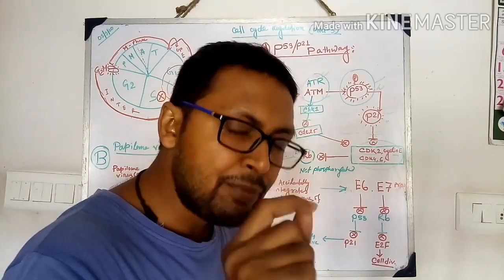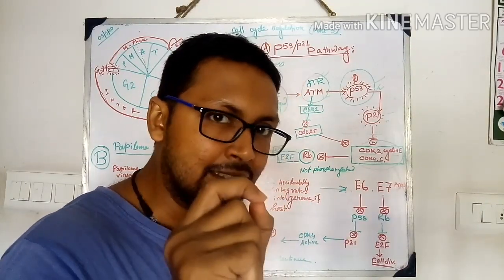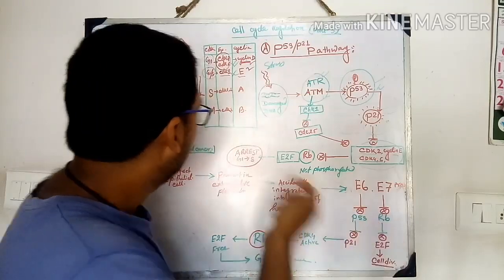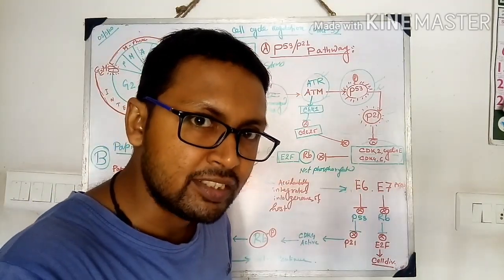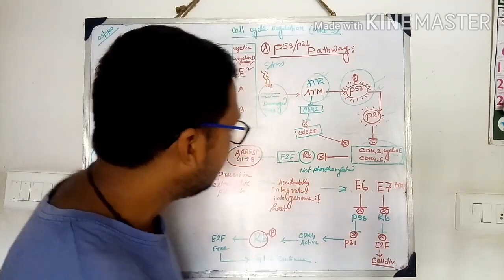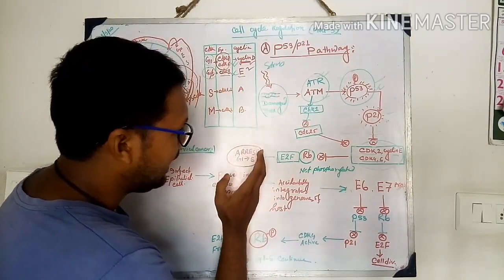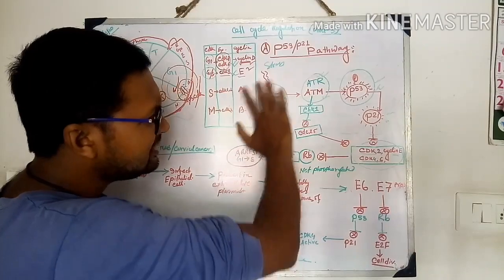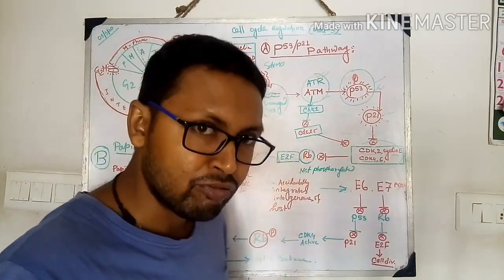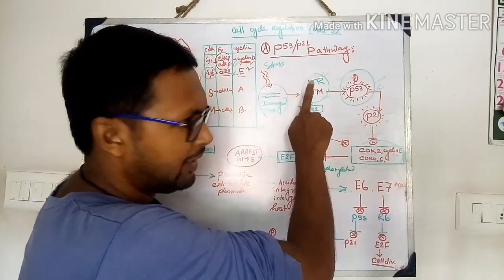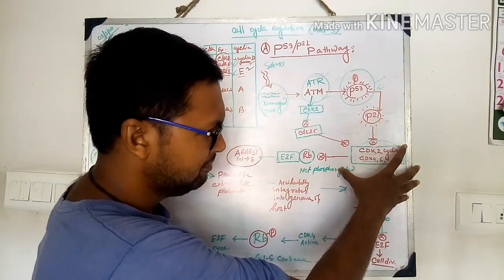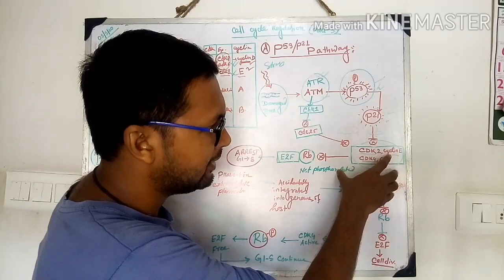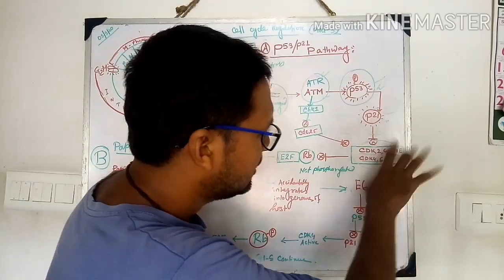So the transcription of several important genes responsible for the movement of the cell cycle from G1 to S phase cannot occur, and the cell cycle is arrested at the G1/S phase. This is the normal phenomenon: if DNA damage occurs, ATM is activated, P53 is activated, P21 is activated and inhibits the CDK2 cyclin complex.